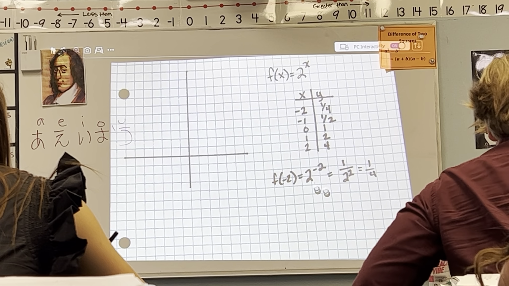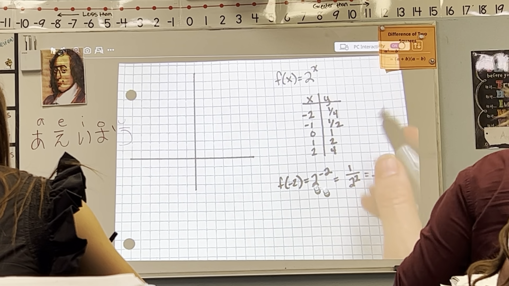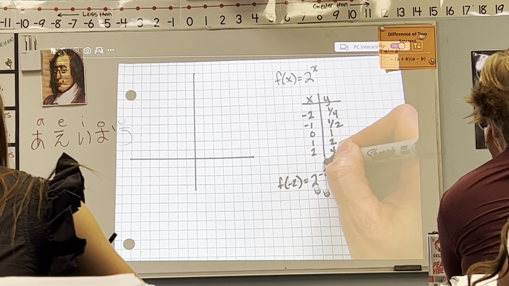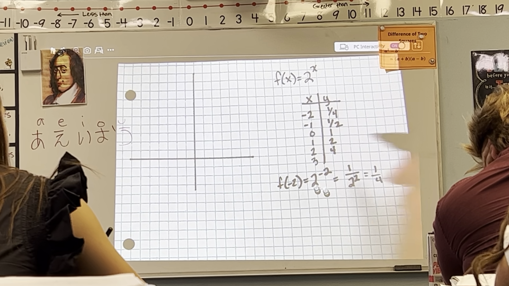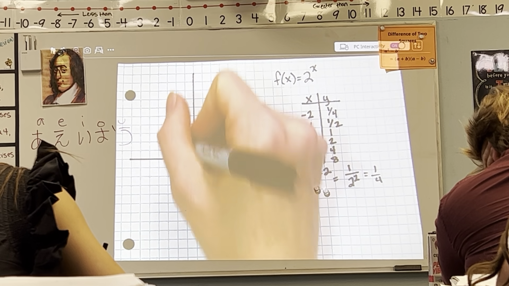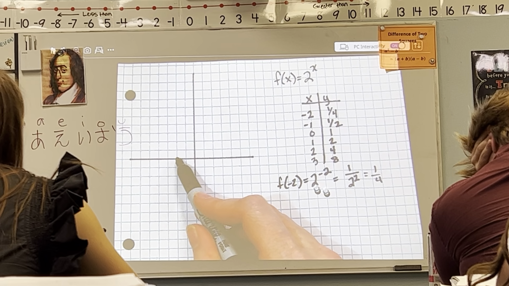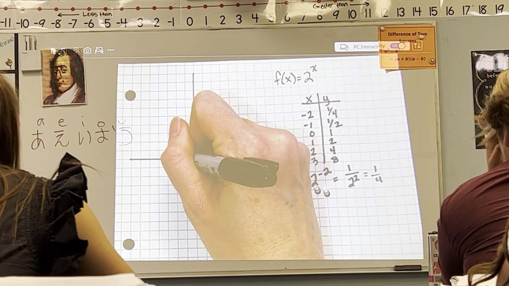Okay, so now these are the points. I'm actually going to add +3 to this, because I want one more point there. So 2 to the third power is 8. Alright, so we go to our graph and, the best you can, plot -2, 1/4.